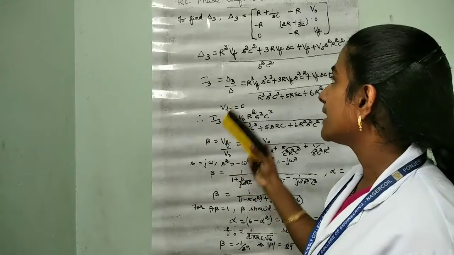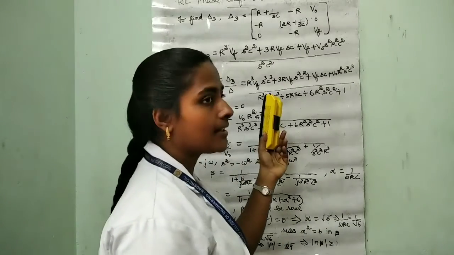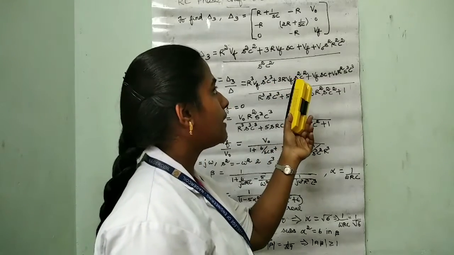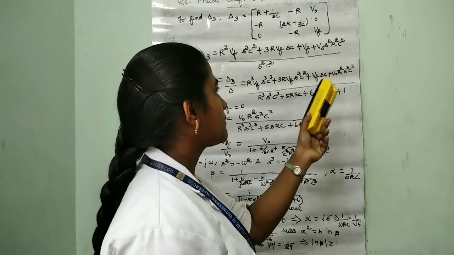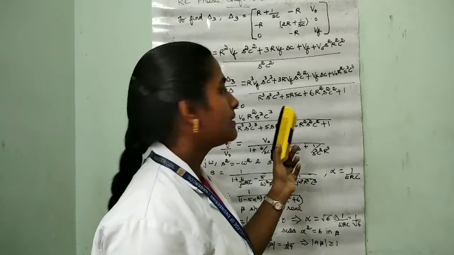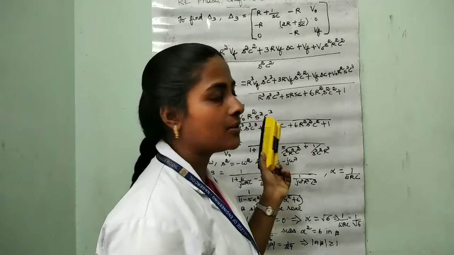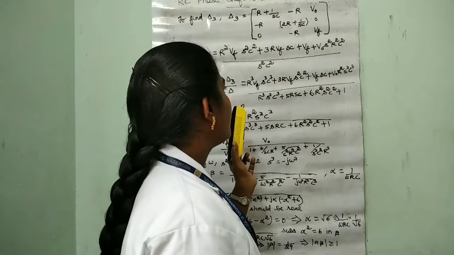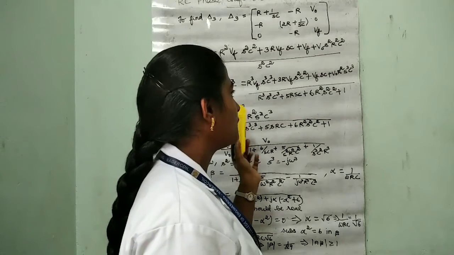So del 3 is equal to (r square Vf s square c square plus 3r Vf into sc plus Vf plus V naught s square r square c square) divided by s square c square. Next we have to find the value of I3. I3 is equal to del 3 divided by del, and already we have found the value of del.